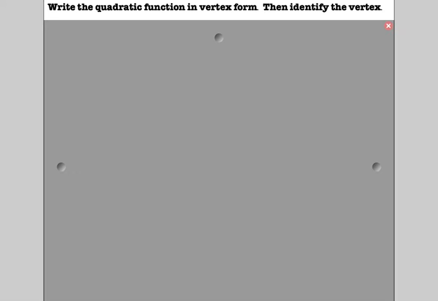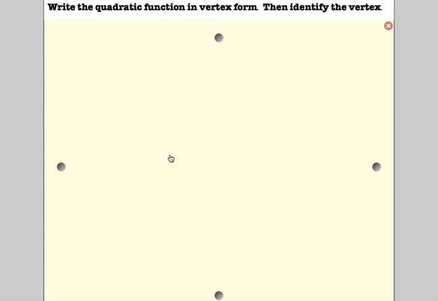Today we're going to look at completing the square in a different perspective. Today we're going to look at completing the square in order to find the vertex, in order to solve other information too about the problem. So, first question states, write the quadratic function in vertex form, then identify the vertex.